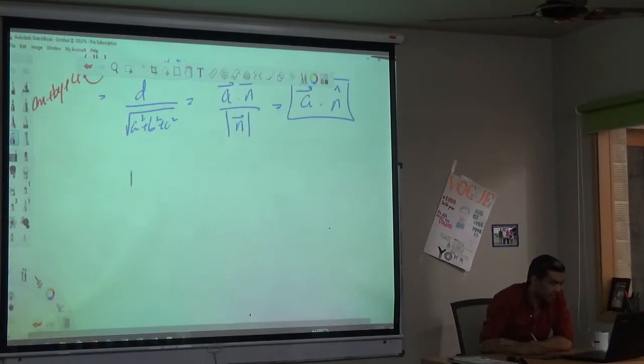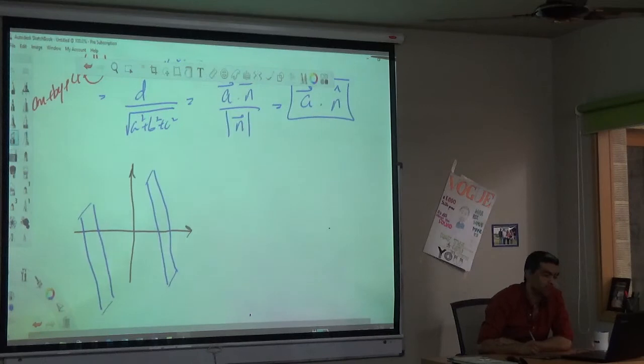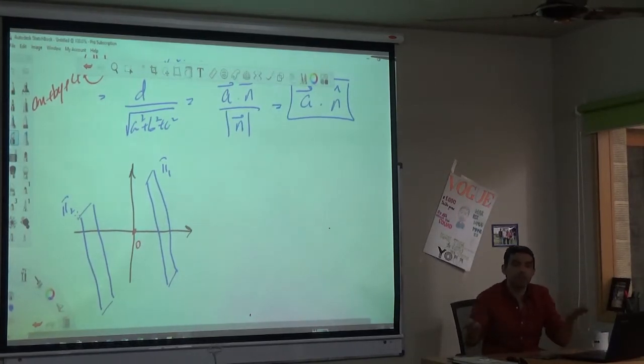Okay, the point that I'm trying to make is this. Let's say there are two planes, plane 1 and plane 2, and for both the planes, you find the distance from the origin to the plane. Let's say you have two different plane equations, and I ask you to find the distance from the origin to the plane.